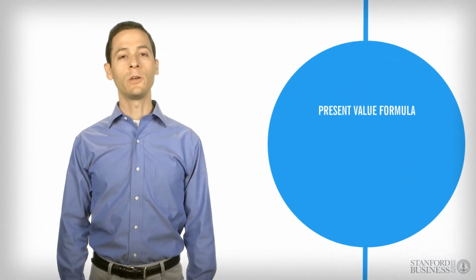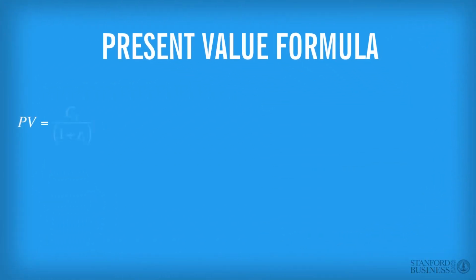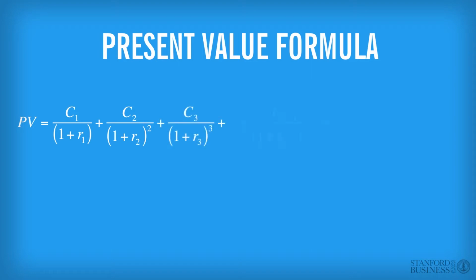The present value equals the first coupon payment divided by 1 plus R sub 1, which is the annualized yield on a 1-year zero coupon treasury bond, plus the second coupon payment divided by 1 plus R sub 2, which is the annualized yield on a 2-year zero coupon bond, and so on for the cash flows of the bond.